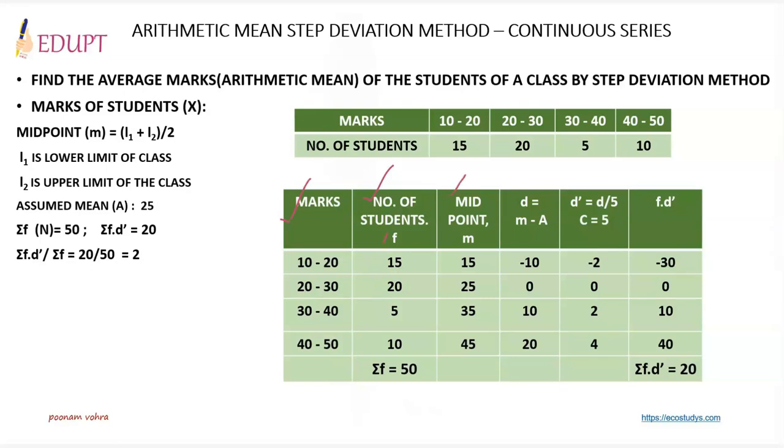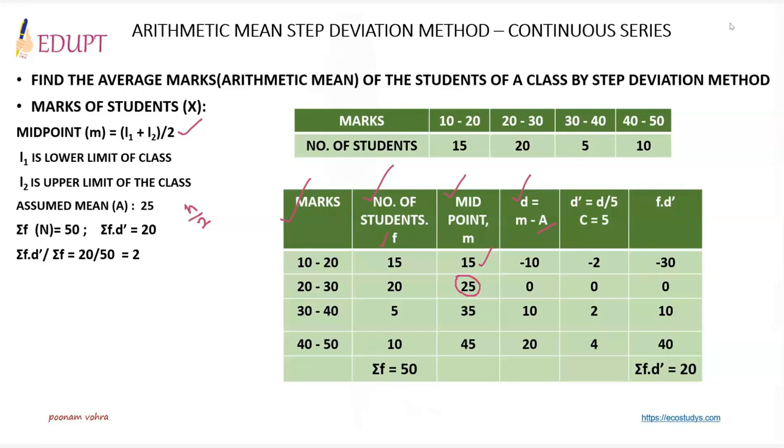Then we need to find midpoint. Midpoint can be found by applying L1 plus L2 by 2, which is 10 plus 20 divided by 2, 30 by 2, which is 15 in the first case, and similarly we can find for the rest. Then we need to find deviations. For deviations we need to assume an assumed mean. Assumed mean would be here 25, that is by applying N by 2. N is 4, so it is the second value.